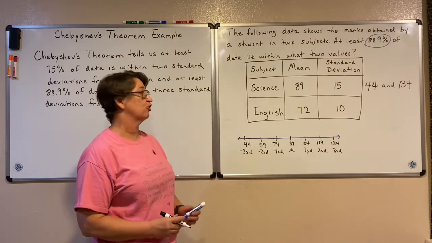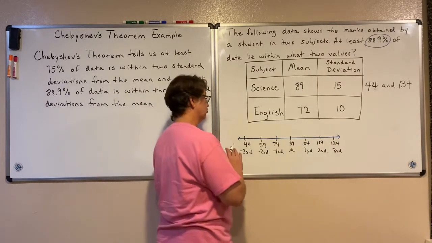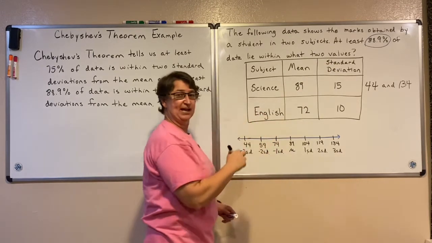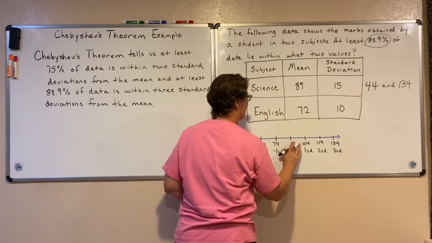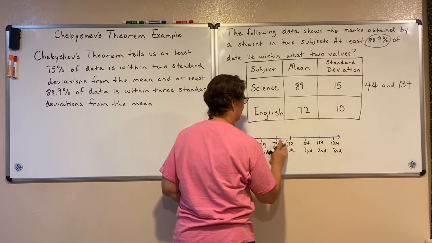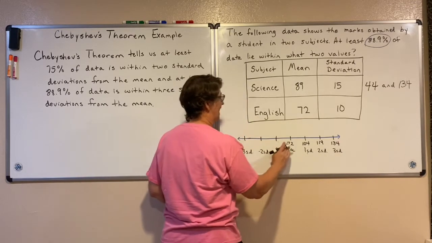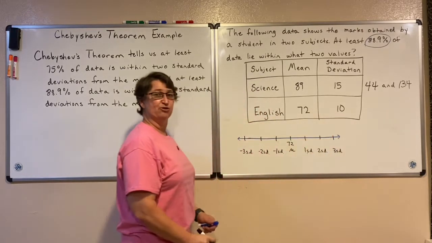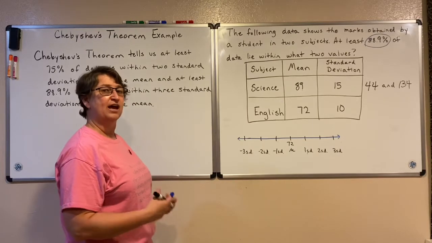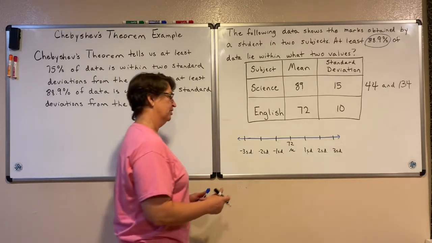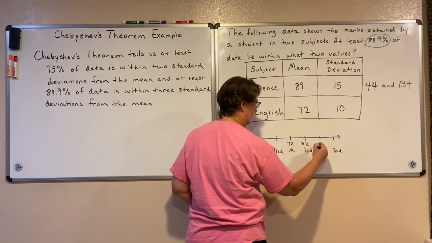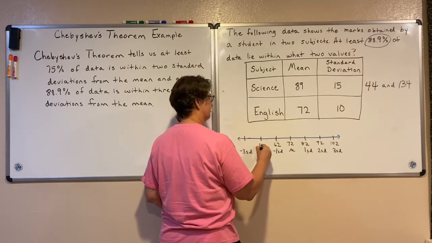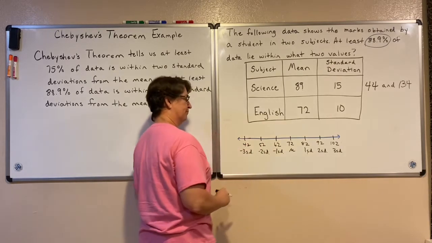Let's do the same thing for English. So for our English test, we're going to do the exact same thing. We're going out 3 standard deviations to get to that 88.9%. So again, I start with my mean here in the middle, but this time, instead of adding 15 each time, I'm going to add 10 each time because my standard deviation is 10. The average distance a data point is from the mean is 10. So I'm just going to add 10, add 10, add 10, subtract 10, subtract 10, subtract 10.